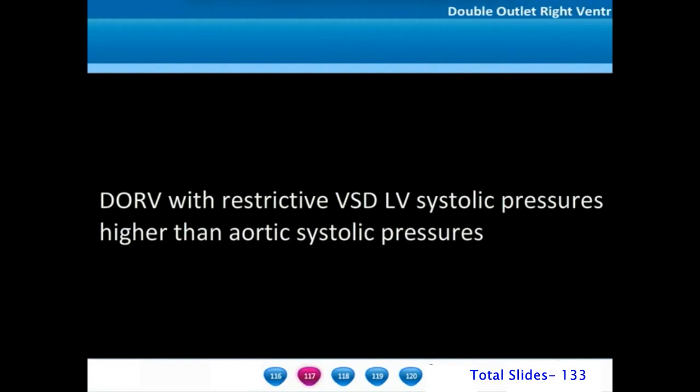So far, we have seen multiple examples of double outlet right ventricle with subaortic and subpulmonary VSDs, remote muscular and remote inlet ventricular septal defects, and the rarer doubly committed ventricular septal defects. All the defects in double outlet right ventricles so far described were very large and comparable to the sizes of the aortic annulus. When the ventricular septal defect is smaller than the aortic annulus, they become restrictive and they lead to left ventricular systolic pressures higher than the aortic systolic pressures.